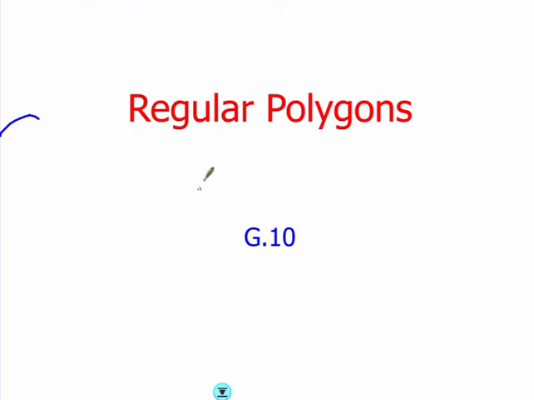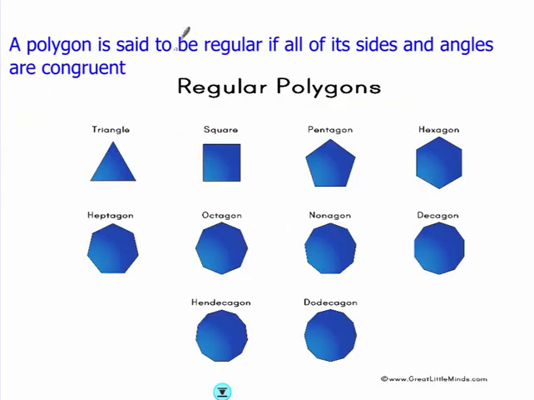In this video, we're going to be discussing regular polygons. In a previous video, we discussed what a polygon was. It's just any shape that has three or more sides. So a regular polygon is a polygon where all of the sides and all of the angles are congruent.